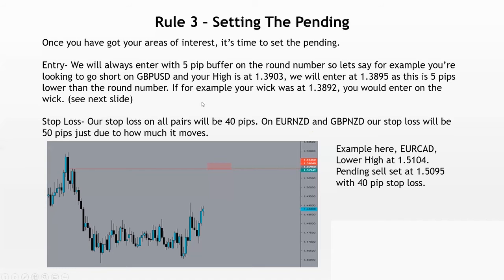But yeah, guys, stop loss. There is a fixed stop loss of 40 pips on every single pair besides Euro New Zealand and Pound New Zealand. So please make note of that. If you trade Euro New Zealand and Pound New Zealand, our stop loss will be 50 pips, just because a pip on those pairs looks like, well, it's nothing.